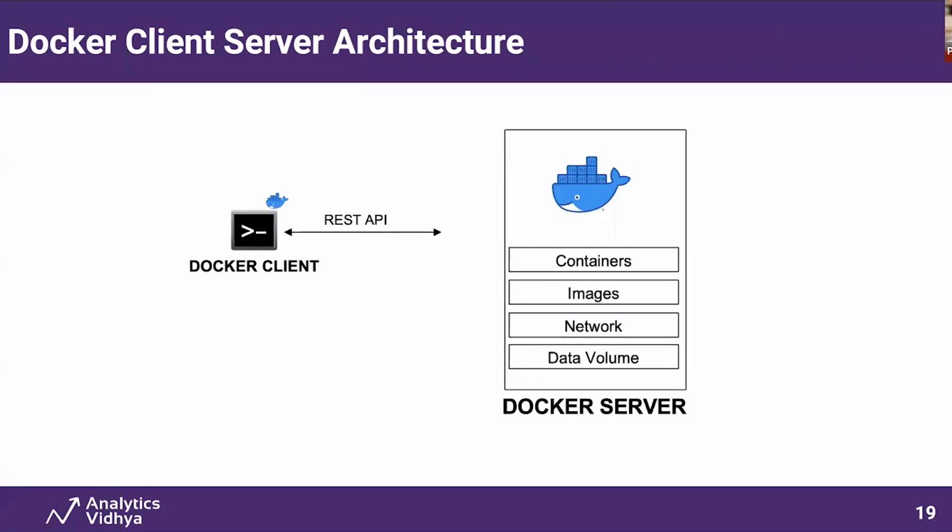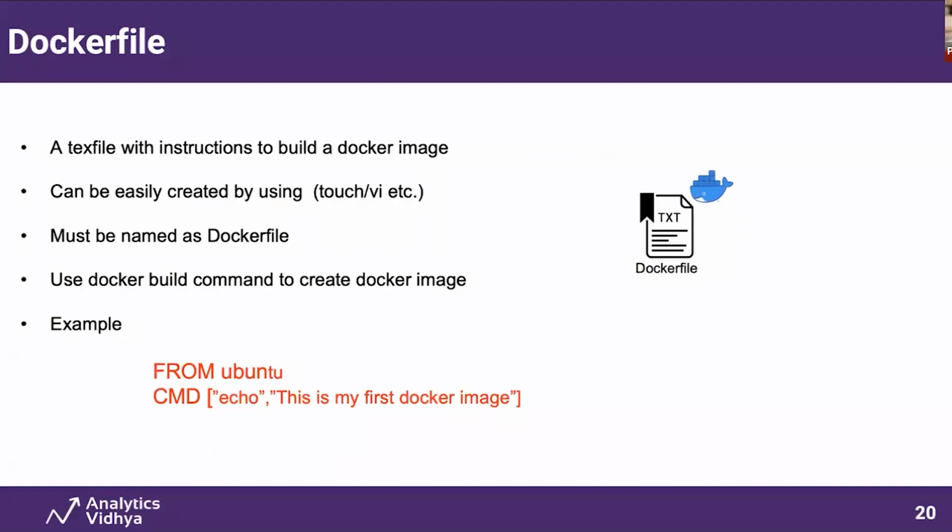You have to give commands to the Docker server if you want to build images, run containers, mount a volume, or set up a network. You have to send a request to the Docker server, and it responds and executes your commands or whatever request you have placed. And we'll see those in the hands-on.